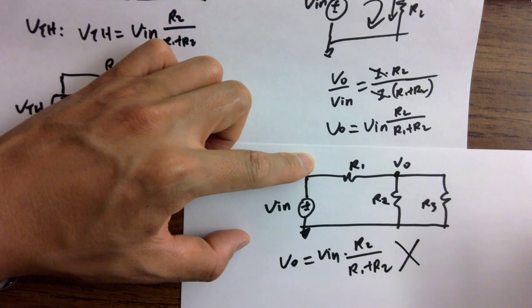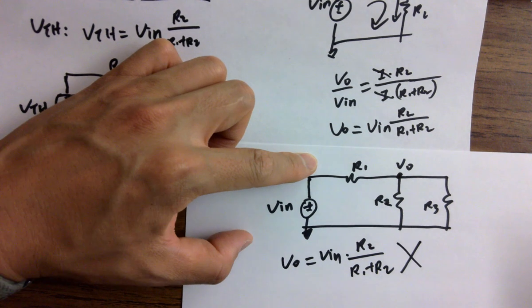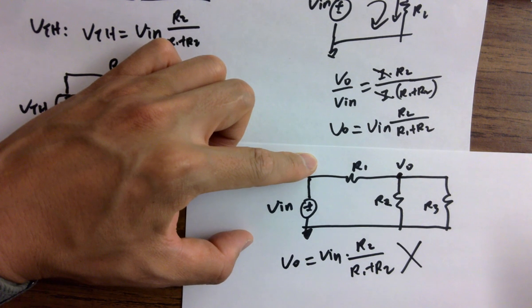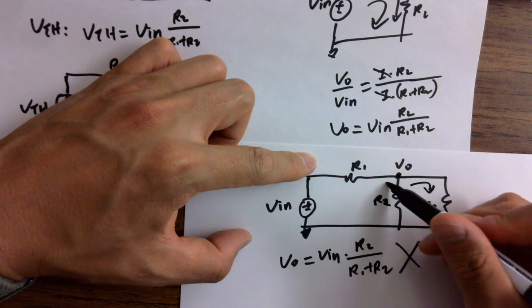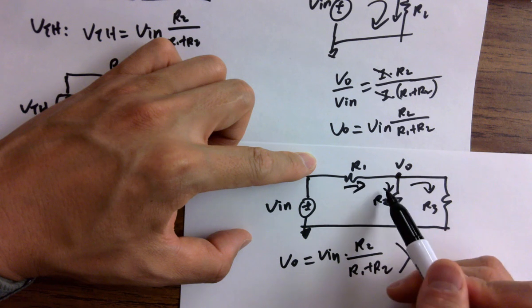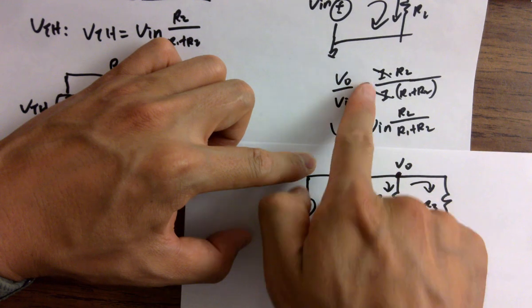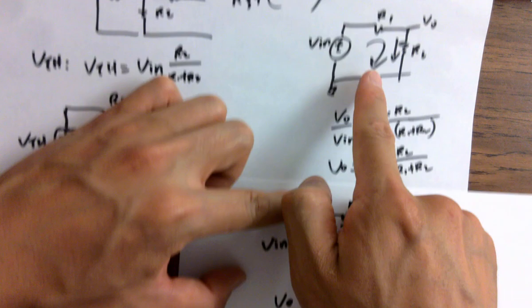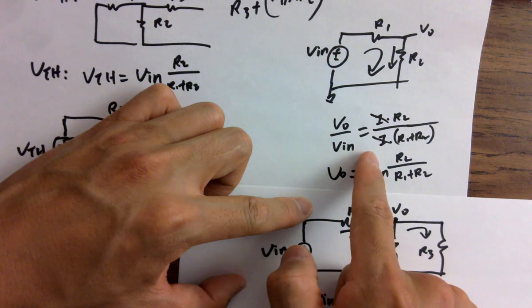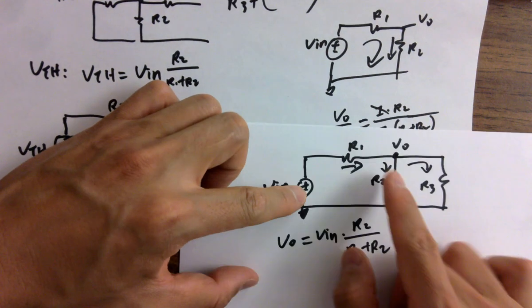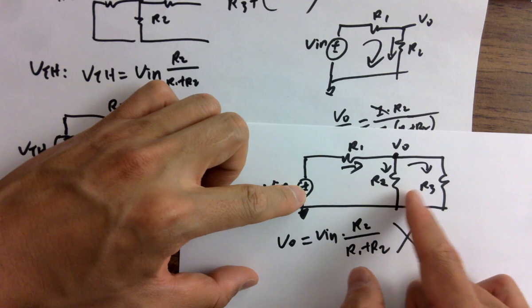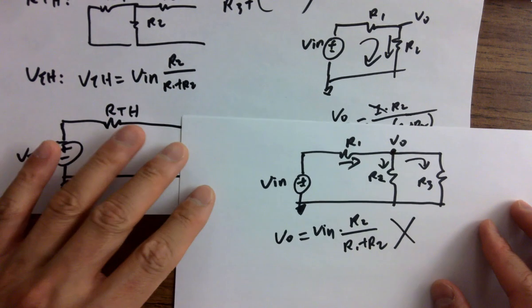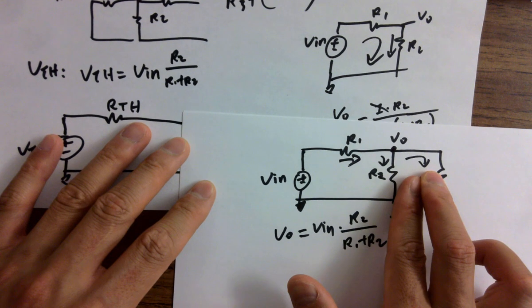And this will be incorrect. Why? Because it's taking current from this node. So this and this, they don't have the same current anymore. Here, I can cancel I because they have the same current. But here I cannot. So I cannot use this as a voltage divider. Okay, just keep in mind. Maybe you have to combine these two first.